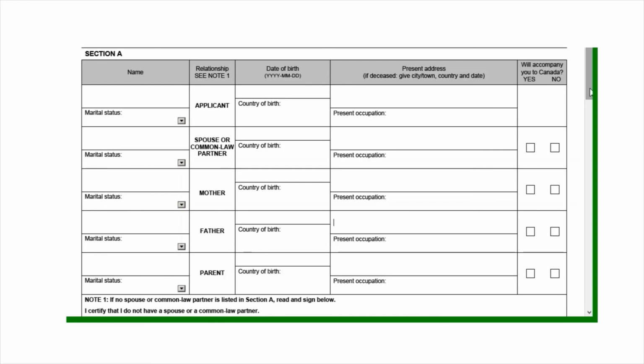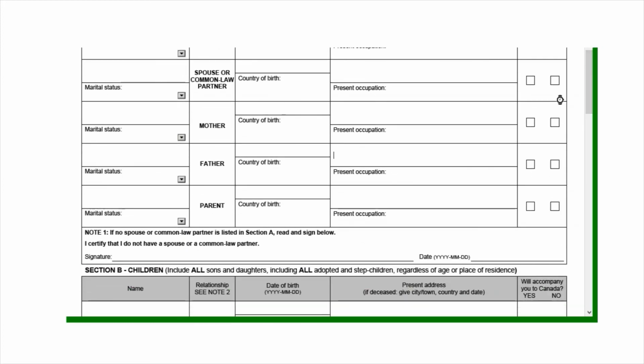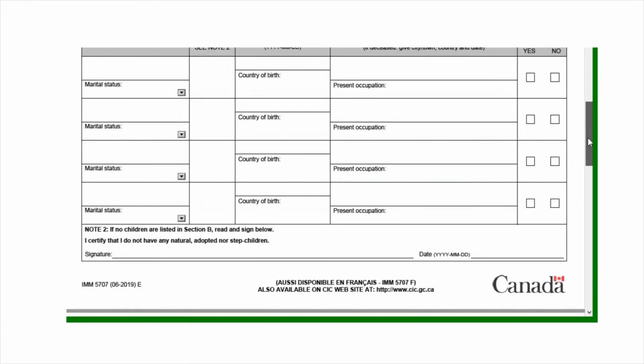So if you're applying right away with your spouse, then you click yes. But if you are not applying with them at the moment, then you click no, even if you are going to bring them later in the future. I hope that is clear enough. So make sure you fill this correctly. It's very straightforward. Here you have the section where you fill in your children.